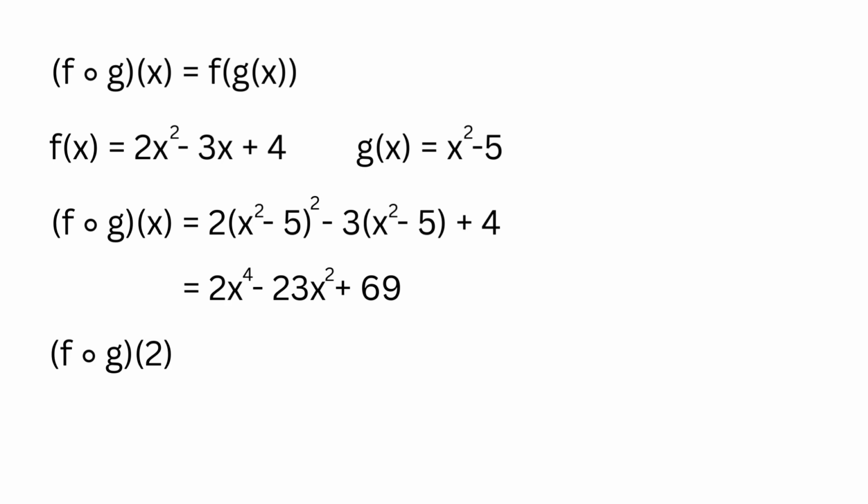Now let's solve for f of g of 2. We just replace x by 2, so it will be 2 into 2 to the power 4 minus 23 into 2 squared plus 69. And the final answer is 9.